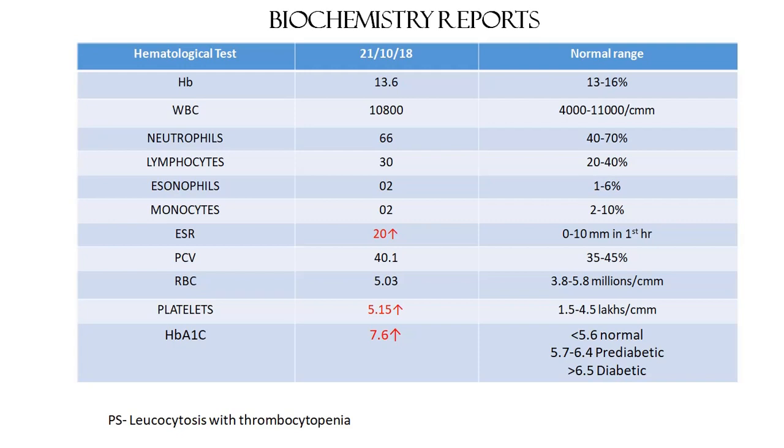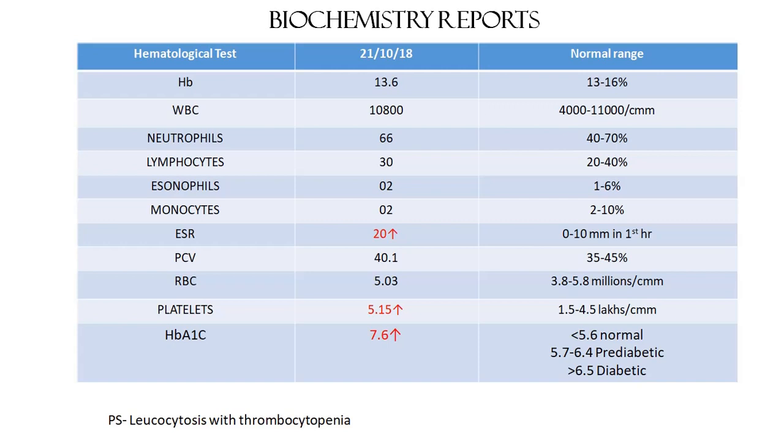And the main thing, that is the biochemistry reports. Abnormalities were seen: ESR was high, that is 20, platelets were high, and the main biomarker of diabetes mellitus, HbA1c, was also high. Less than 5.6 is normal. Between 5.7 to 6.4, the patient is diagnosed as pre-diabetic. And once the HbA1c is more than 6.5, then the patient is said to be diabetic.